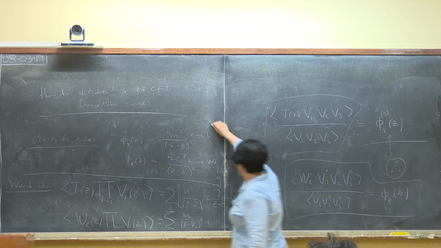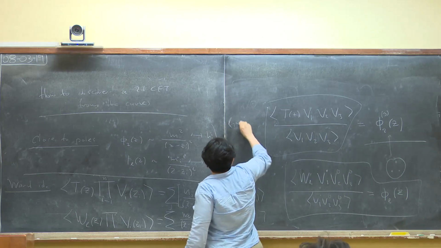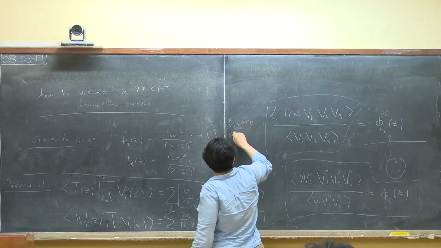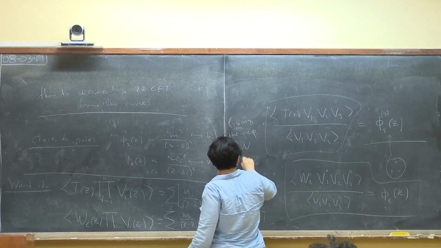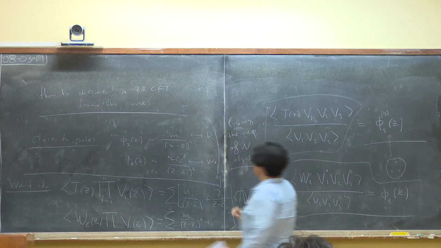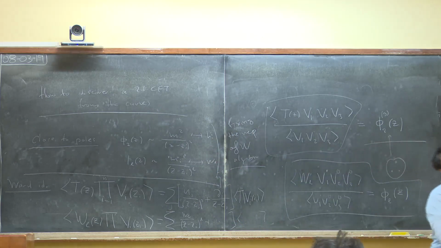So this is fixing the representation. There is no more information. That's fantastic, because the moment I know the representation, I can write down conformal blocks, and I can write down explicitly as many as I like.